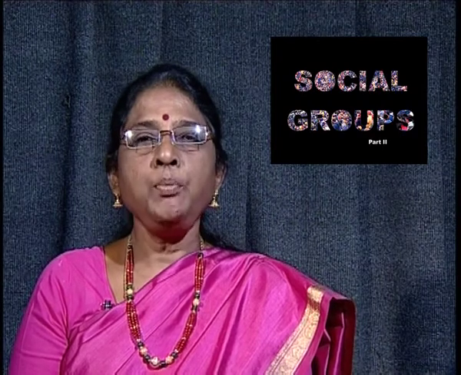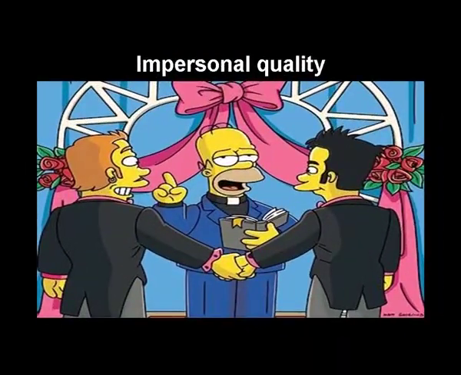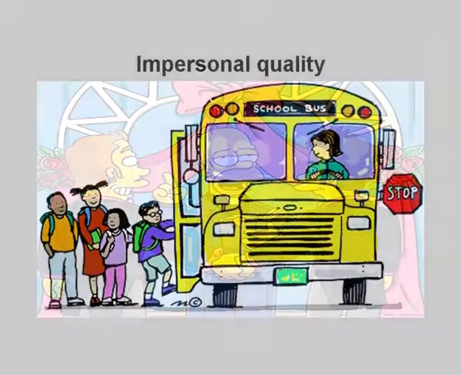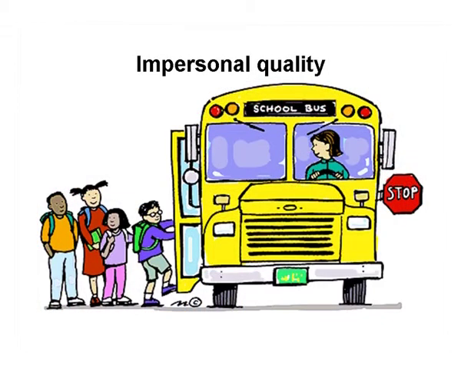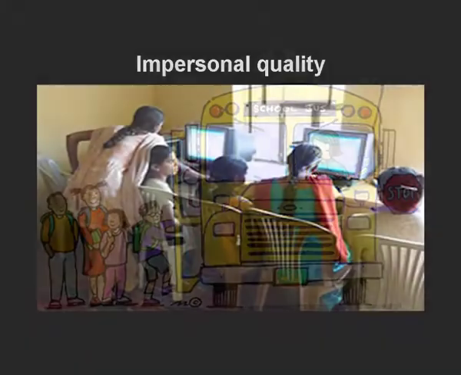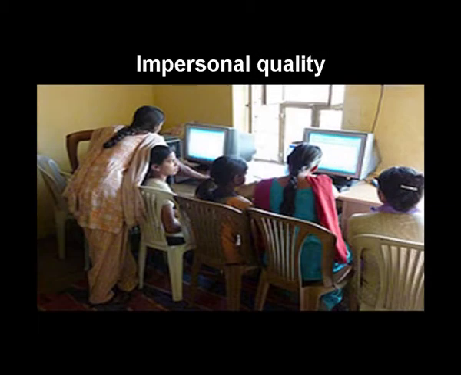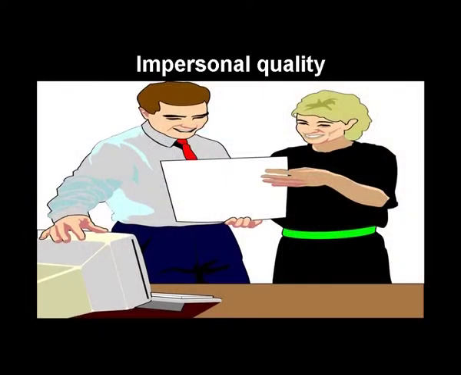2. Impersonal quality. The relationship between the members is not governed by emotional bond. It is regulated by rules and regulations. Many times the secondary group relationships are found to be contractual and rational.